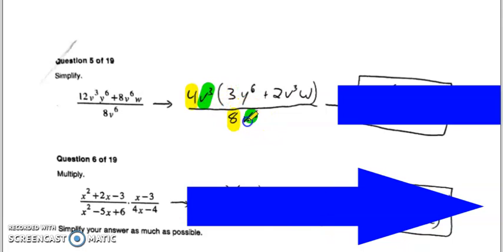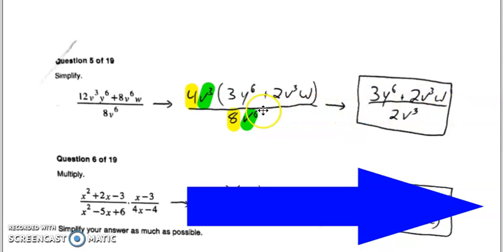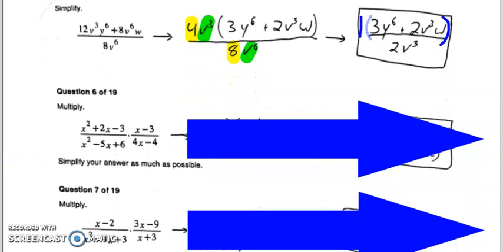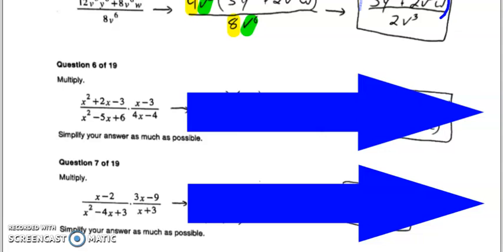Then I've got the v's. I've got 3 up top, 6 down below. I could cancel out 3 from each. So the v's are just gone in the top, and I'd have 3 left over in the bottom. It's not written, but technically, like I said, this 4 turned into a 1. So if you really wanted to put a 1 outside of the parentheses, go for it, but it's not going to do anything. All right, question numbers 6 and 7.